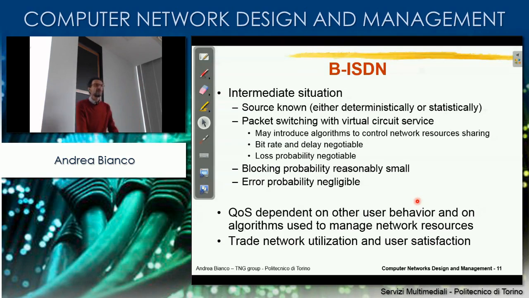Well, first of all, we have the possibility of characterizing the sources in a very complex, very varied way, if you wish, because we want to support, remember, heterogeneous traffic here. The previous two networks were voice only and data only, so mono service. This is an integrated network, right? But we have the possibility of characterizing our source, either deterministically or statistically, probabilistically. And the technology we use is packet switching with virtual circuit service.